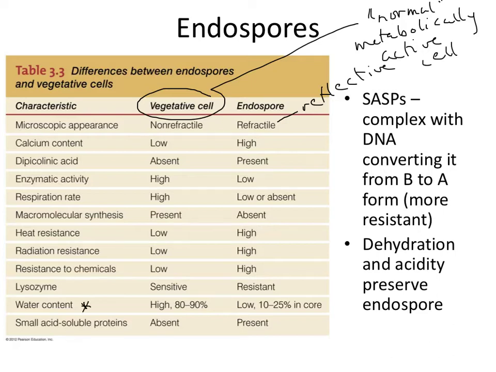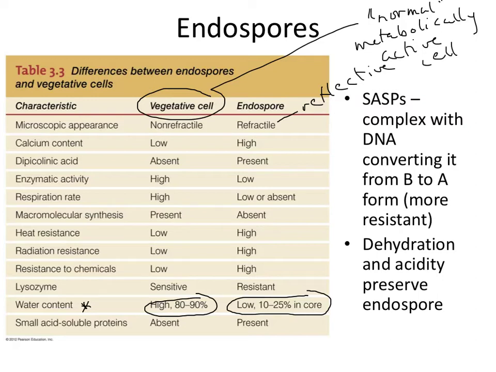So if you look at the water content, remember, cells are generally almost entirely water. That's true for vegetative cells, but look how little water is found in an endospore. 10 to 25% water content, and it's all entirely in the core. So these are extremely dry structures.